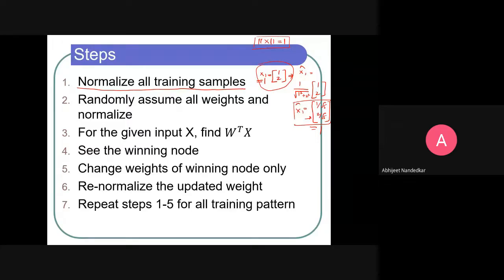Whatever training samples are given to you, you normalize them. We will take one example and follow all these 7 steps one by one, and I hope you will understand how it works.